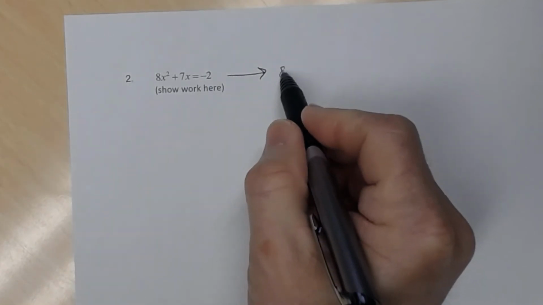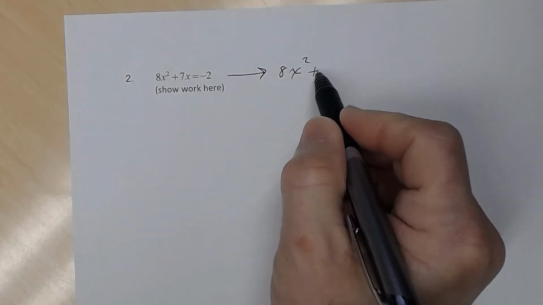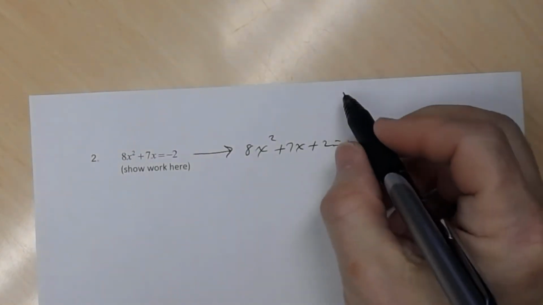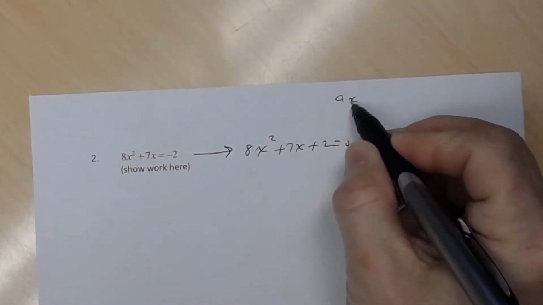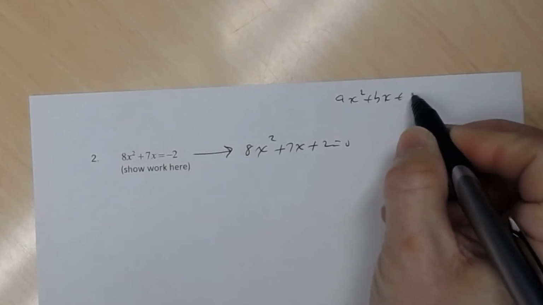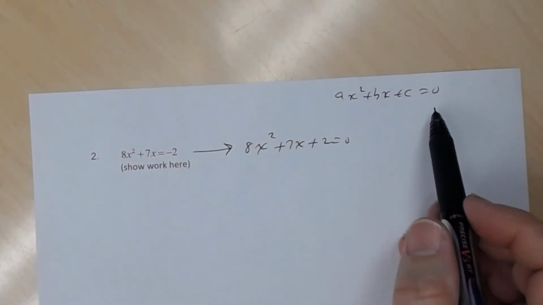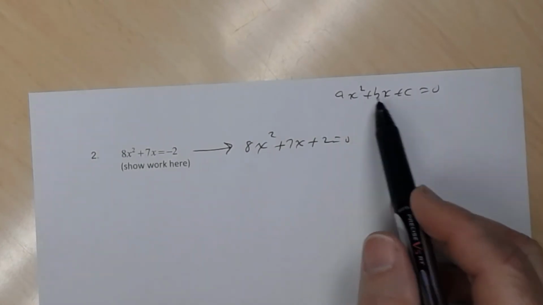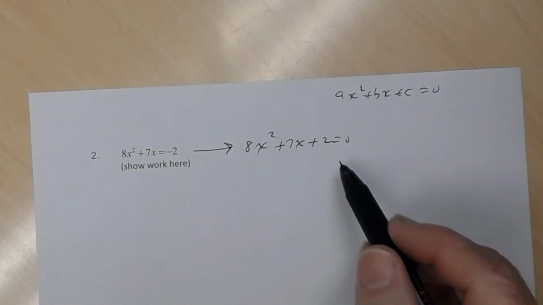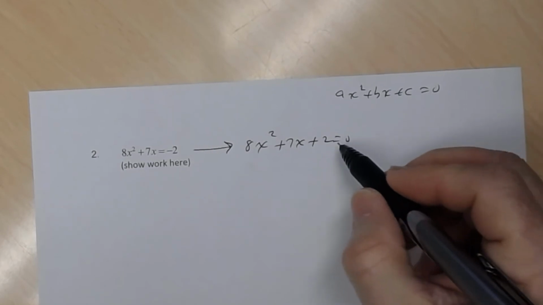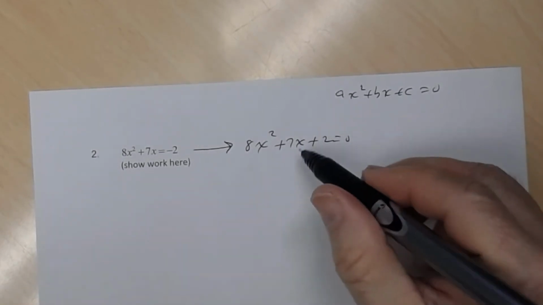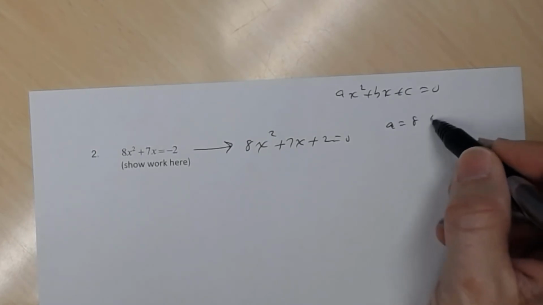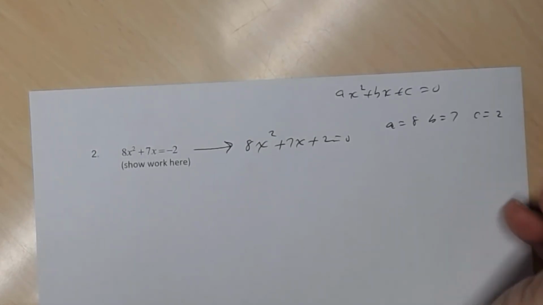So I get 8x squared plus 7x plus 2 equals 0. So remember, standard form is ax squared plus bx plus c equals 0. So you got to bring all the terms to one side, 0 on the other, and let's just go ahead and put in descending order. All right, now again, let's denote what a, b, and c are. So these are easy because a, b, and c are all positive. So a is 8, b is 7, and c is 2.